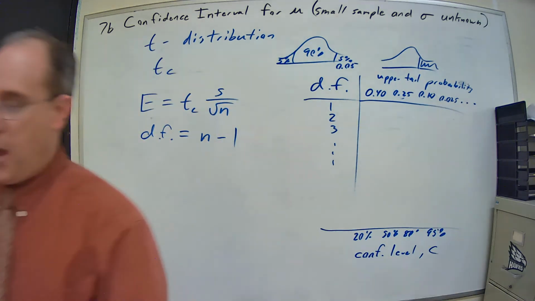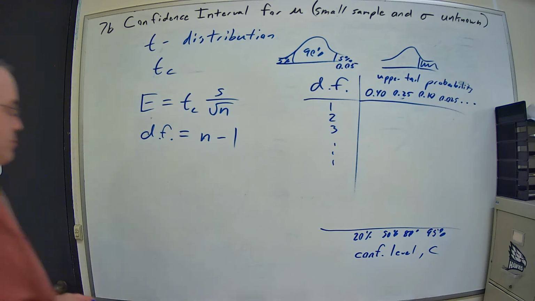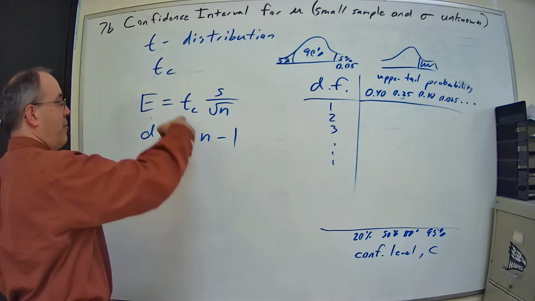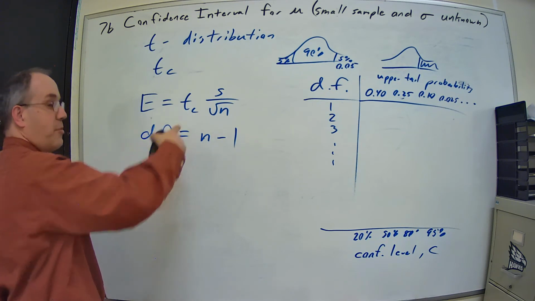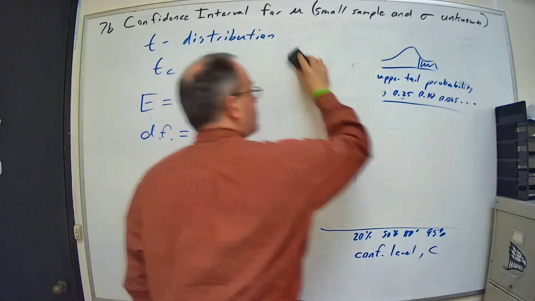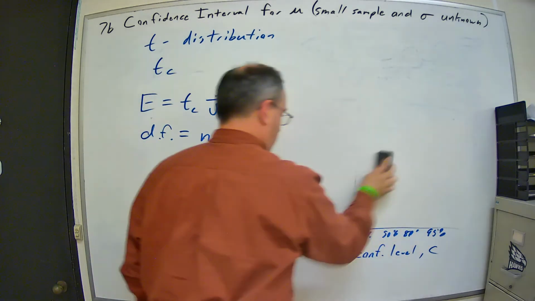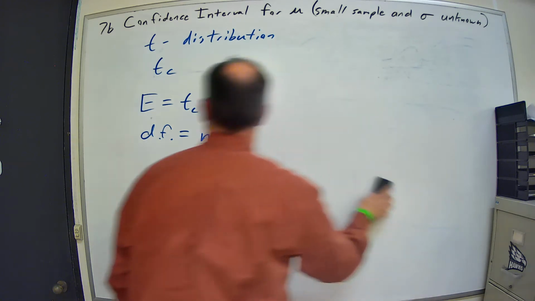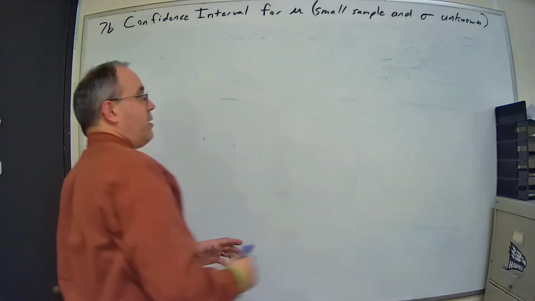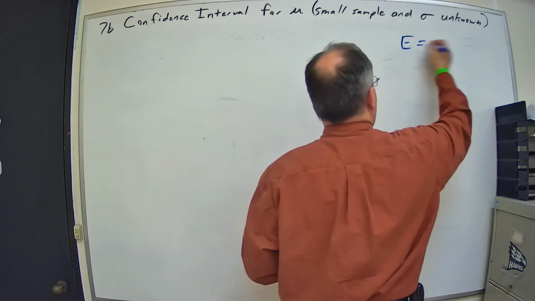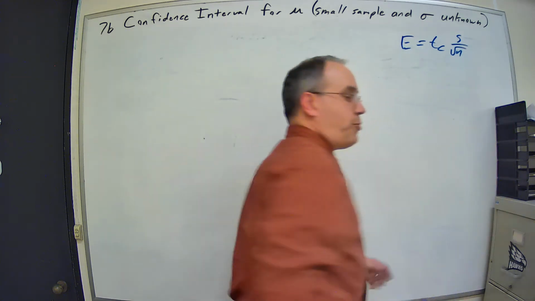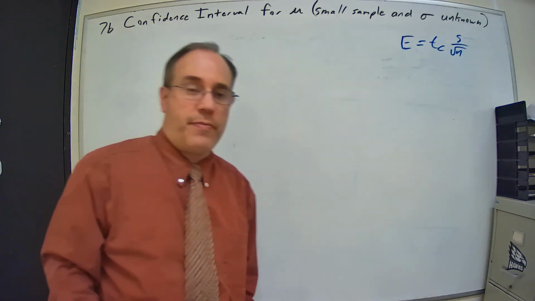So let's give this a shot and see how it works. As you see, it didn't really change much. We need to find degrees of freedom, and our formula changed just to be t sub c instead of z sub c. So I'm going to get this out of the way here. And I'm going to put margin of error equal to t sub c times s over the square root of n, just so we have it there as a reminder of what we're doing.